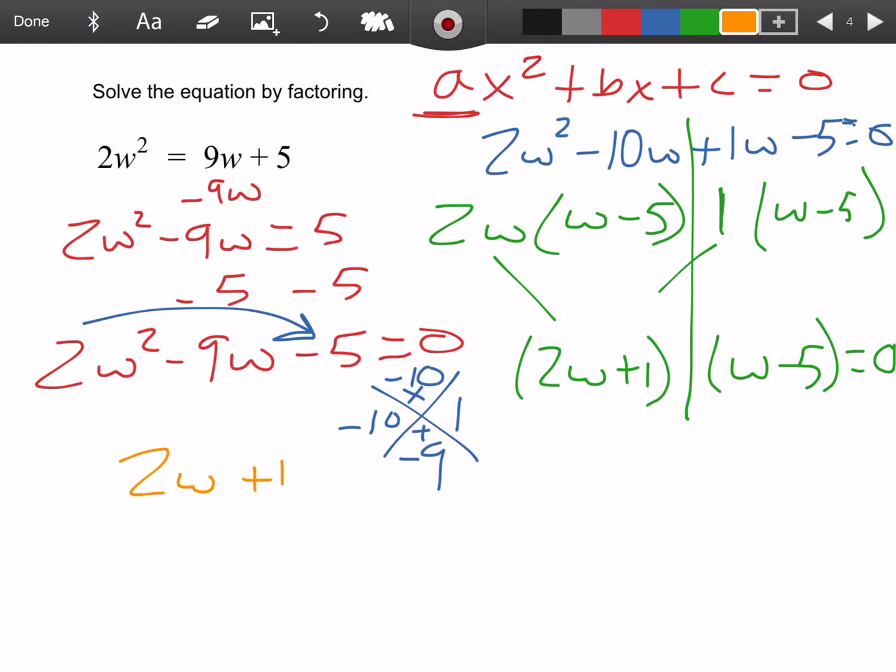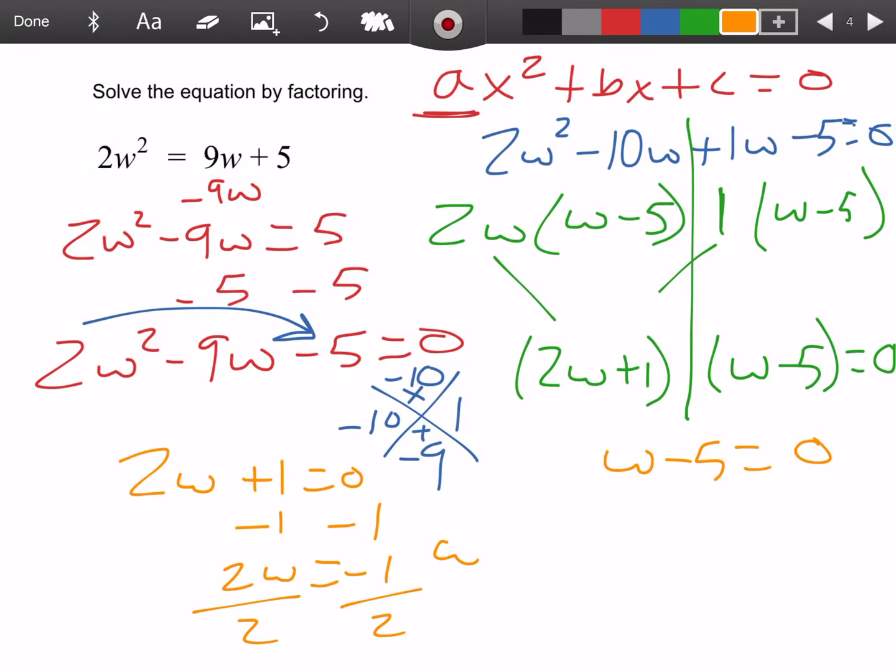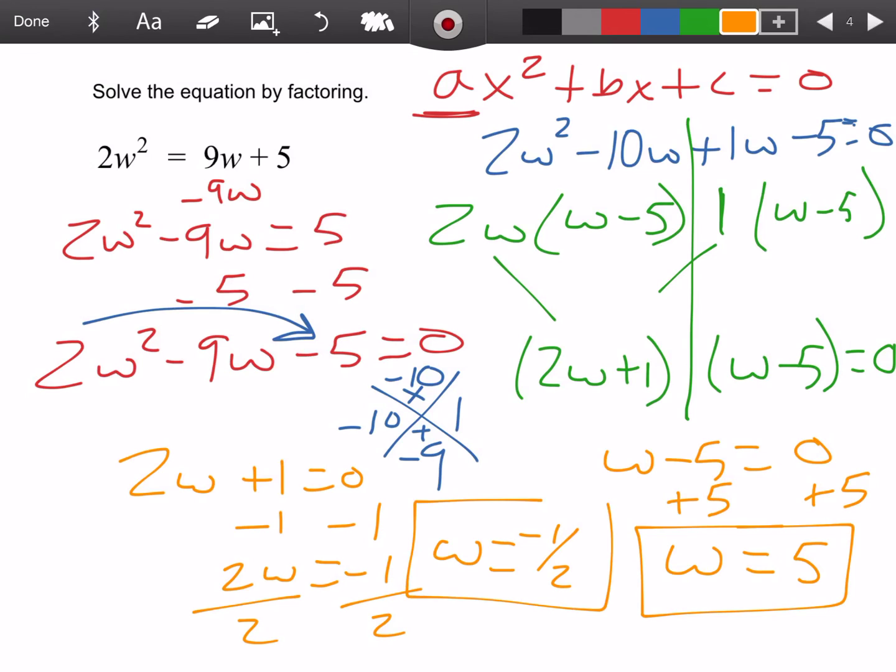And then the last thing we need to do is set both of these equal to 0. So we have 2w plus 1 equals 0, and we have w minus 5 equals 0. So here we subtract 1. We get 2w equals negative 1. Divide by 2. W equals negative 1/2. And then on the right-hand side, we just add 5 on both sides. W equals 5. So those are the two there.